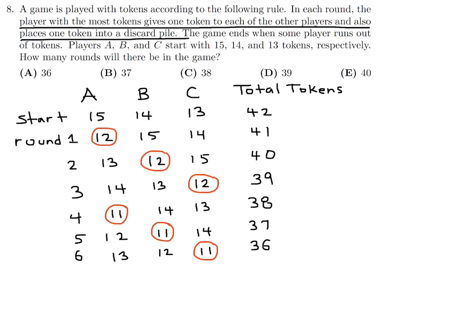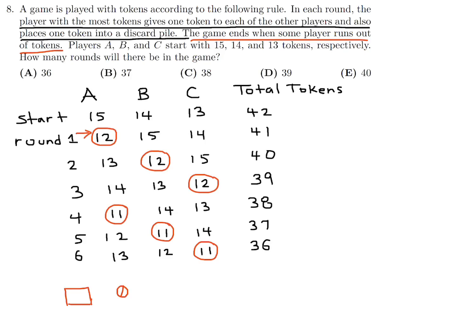We want to get to a point, some round, where the lowest is 0. Why? Because that's when the game ends. The game ends when some player runs out of tokens. And we want to know when it first happens, because it's going to happen 3 times, right? Because 12 happens 3 times, 11 happens 3 times, but we're interested only when it happens the first time. That's when the game ends.